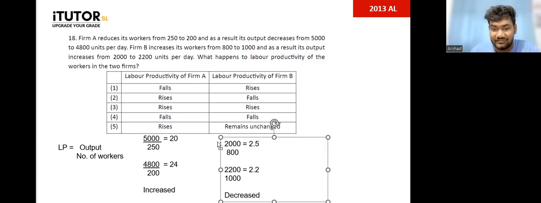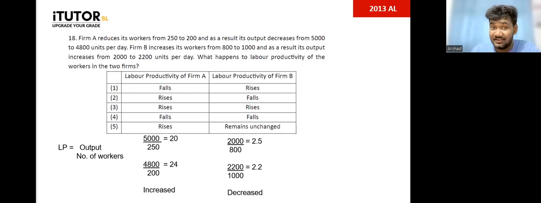So what can you give as an answer? Which one is the answer? Firm A has increased, firm B has decreased. Which one is our answer? Rises and falls. So your answer can be number 2, right? Firm A rises and firm B falls. Is that okay? It's an easy one, guys. A simple calculation that you have to do and you can get your answer. Okay. Right. Then going to the next.